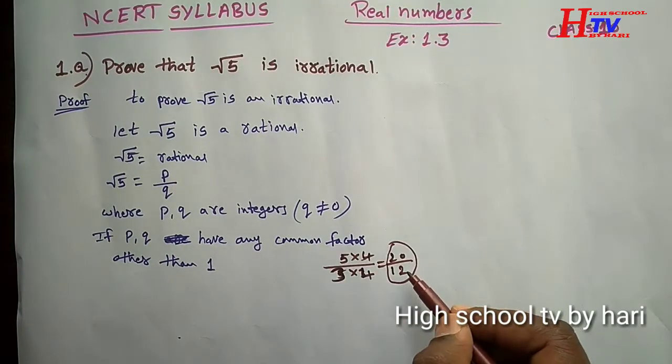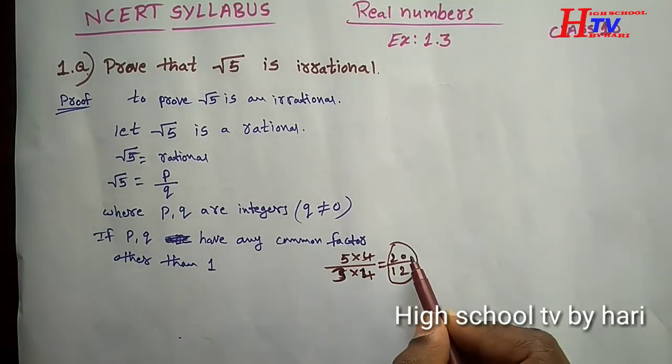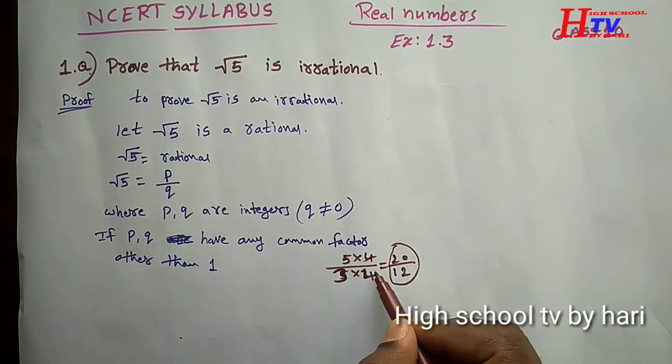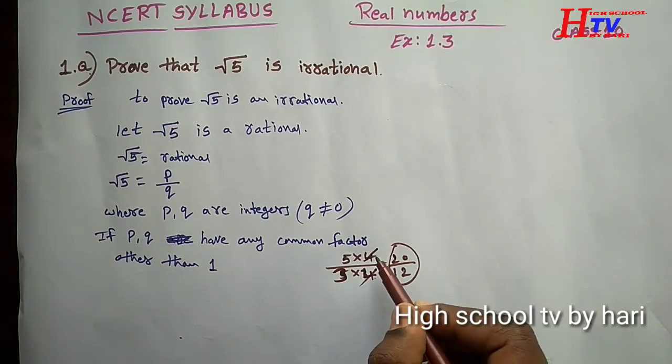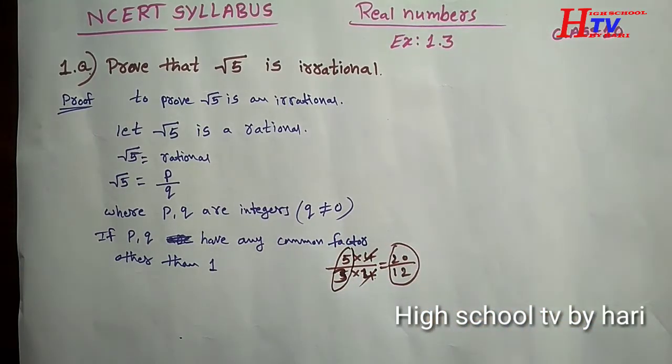for example 20 by 12 is our p by q rational number. These two numbers, numerator and denominator, have one common factor, that is 4. We can cancel this 4 and 4, with no common factors remaining, giving 5 by 3. It is a different fraction.